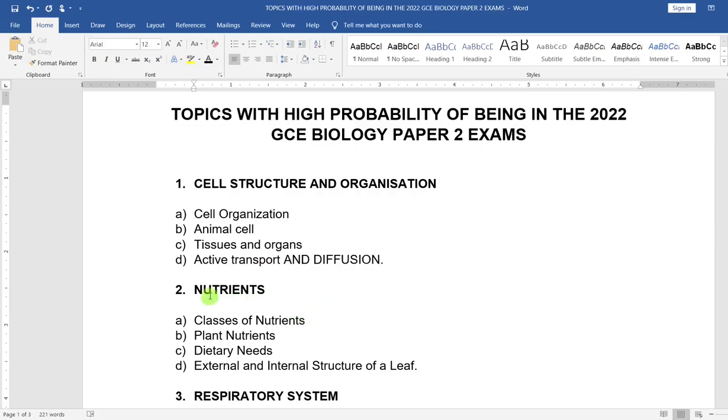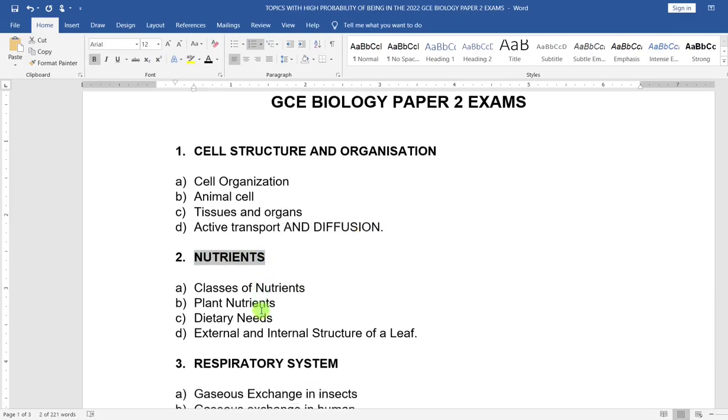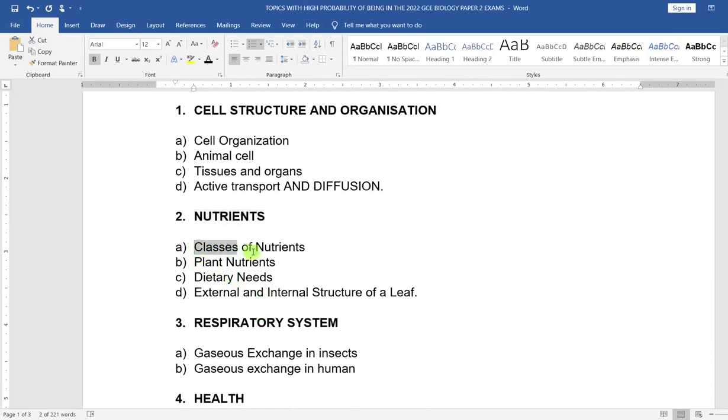Also, when I moved to nutrients, which is the second topic, under nutrients I didn't see a question on the classes of nutrients. So these are highly suspected to be present in the paper. Also plant nutrients. First, the classes of nutrients: we have proteins, carbohydrates, fats, roughage, mineral salts, and water. You have to study these and know their functions.